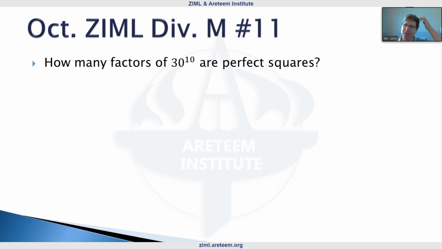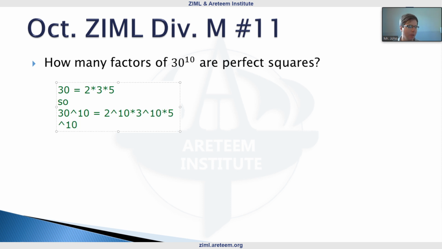Okay, so how many factors of 30 to the 10th are perfect squares? Okay, so 30 to the 10th power. Of course, we can just break this down. 30 itself has a prime factorization, and then we can go from there. So 30 is the same as 2 times 3 times 5, so 30 to the 10th power is equal to 2 to the 10th times 3 to the 10th times 5 to the 10th power here.